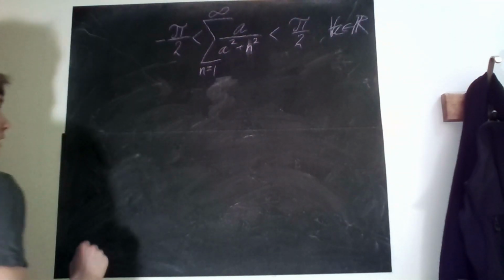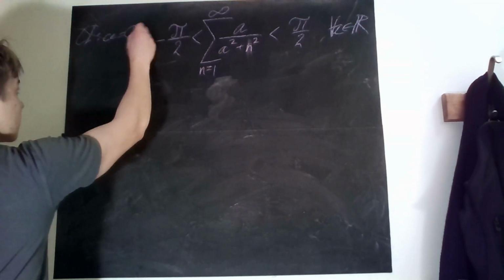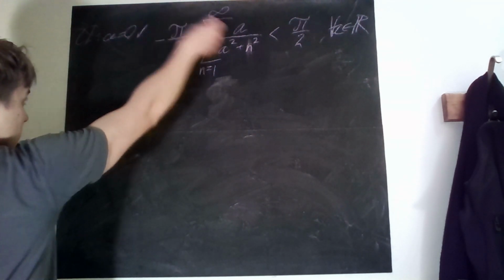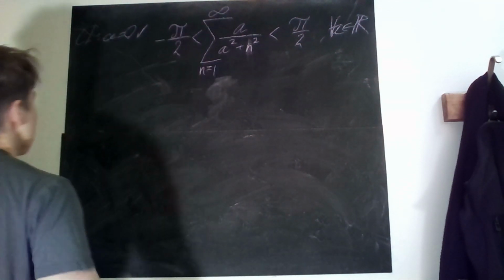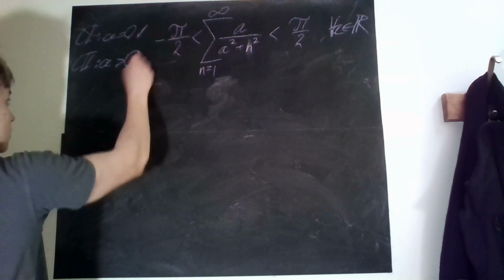We have to split this up into cases. So we have case 1, a is equal to 0. That just obviously holds because then the sum is equal to 0, which is in between. So that works. So now we have case 2, where a is larger than 0.